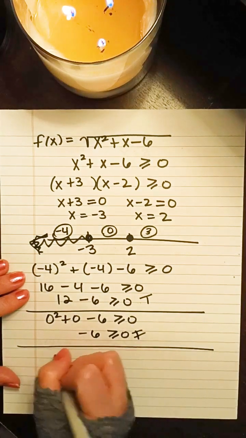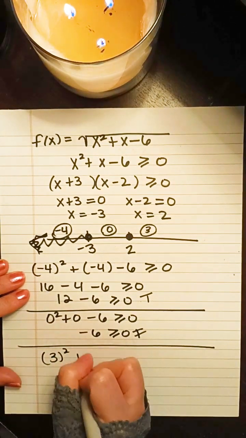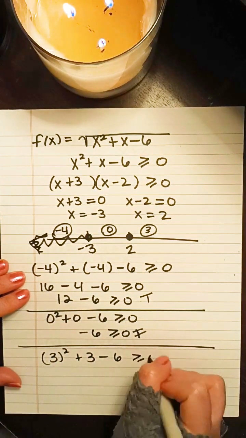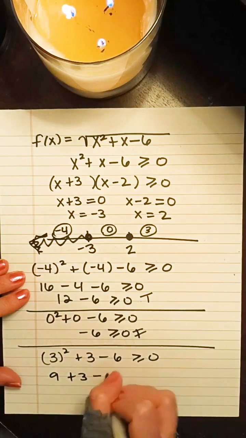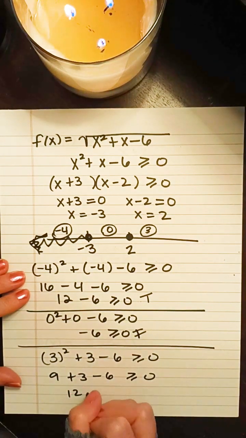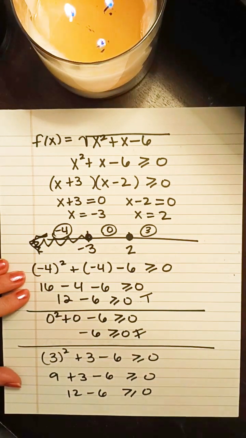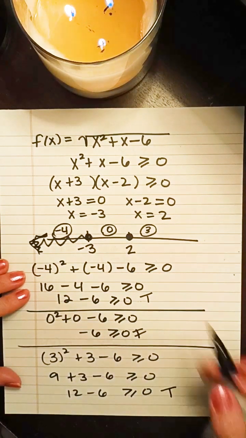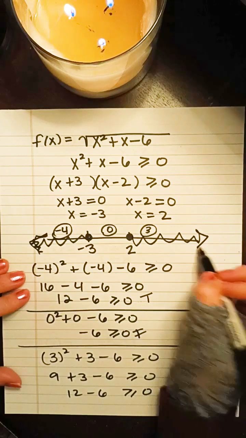And then I'm going to test negative 4. Negative 4 squared plus negative 4 minus 6, to get 16 minus 4 minus 6. And I can clearly see 6 is greater than or equal to 0. That's true. So these numbers are good too.